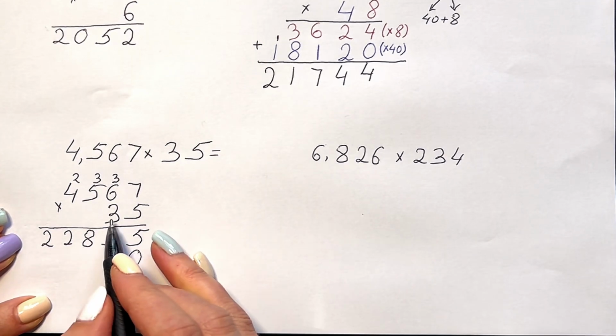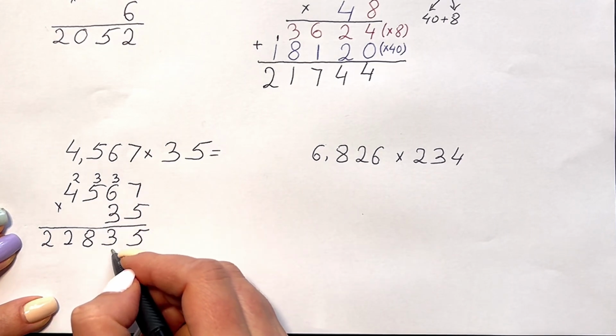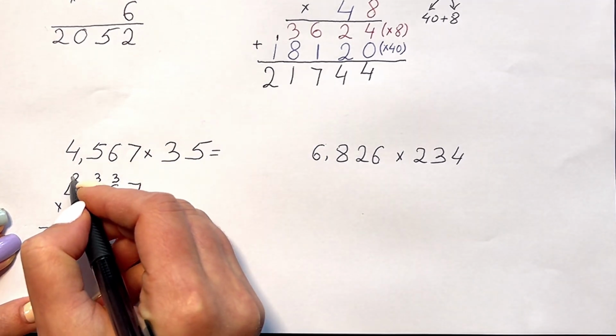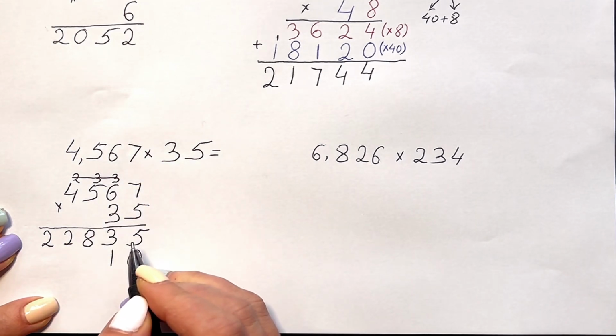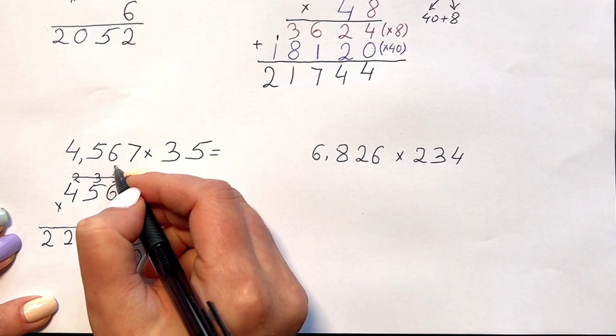Okay, now 3 times 7 is 21. We will put the 1 and carry 2. I forgot to cross this out. And carry 2 to the top of the number that we're going to multiply next.